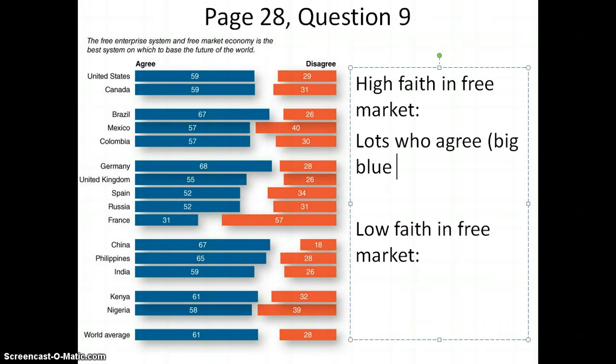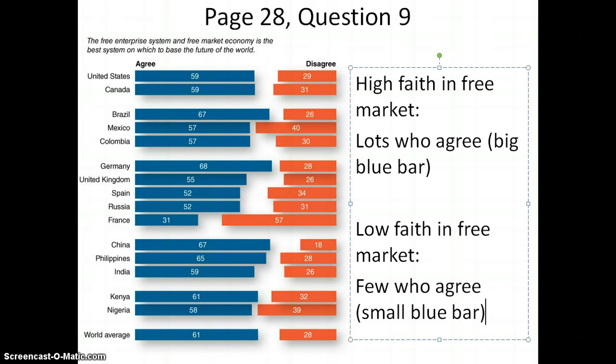So a big blue bar, in other words. Which of these nations has the biggest blue bar? Whereas those that have the low faith in free market would have very few who agree. So this would be a small blue bar. Okay. So you're looking for the nation with the smallest blue bar here. So using that, you should be able to apply it to the picture and determine which nations have the highest and the lowest faith in the free market system.